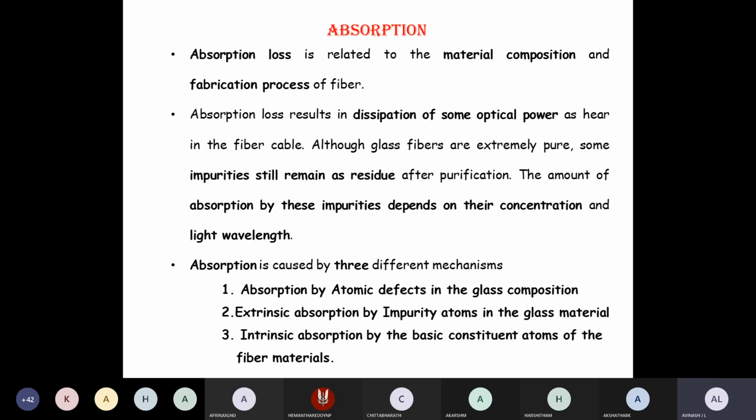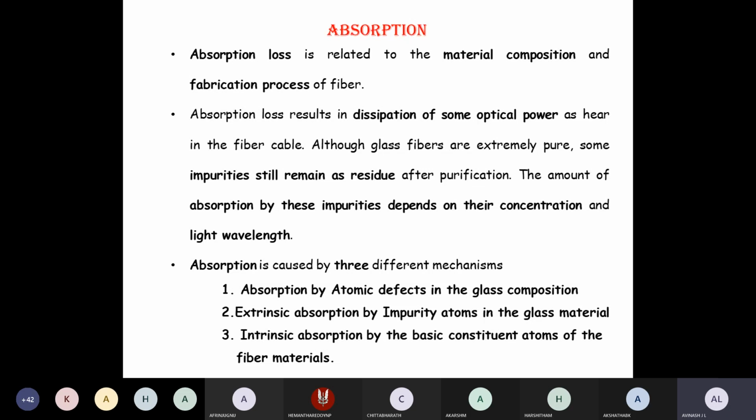So that is by basic constituent atom. That means what? In SiO2, even though there are no other dopants or other particular things present here, the SiO2 itself will absorb some amount of energy. That is called what? Intrinsic absorption.